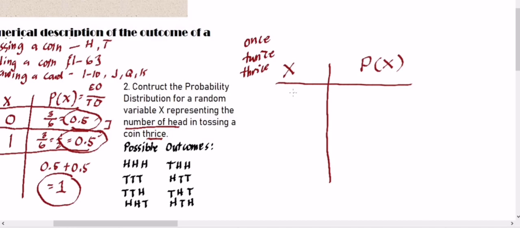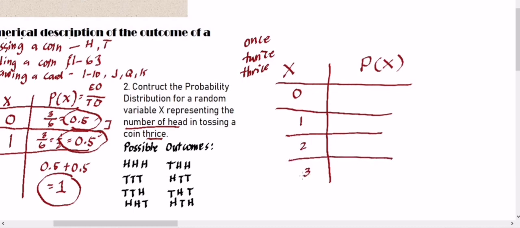So, ibig sabihin, you start from 0, then 1, 2, and then 3. Bakit hanggang 3? Kasi thrice. Yan yung ibig sabihin ng thrice. Pag twice, hanggang 0, 1, 2. Kapag walang binanggit, mula 0 hanggang 1 lang. Okay? So, let us start getting the probability.